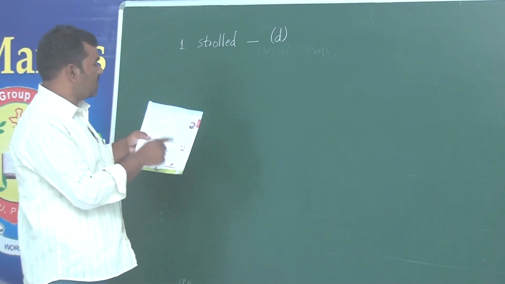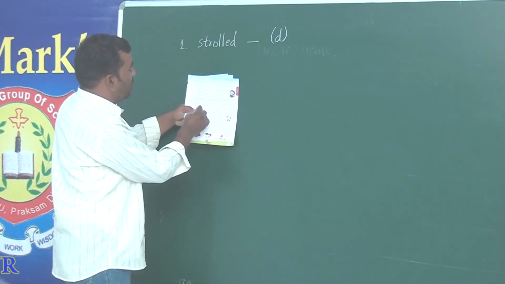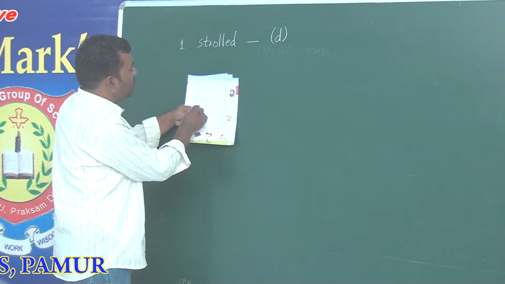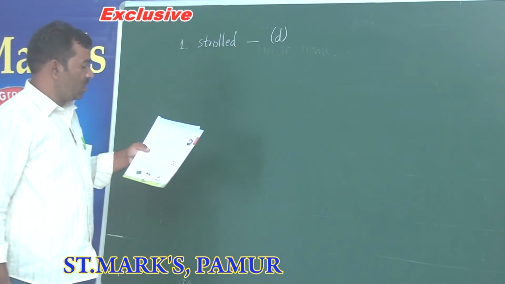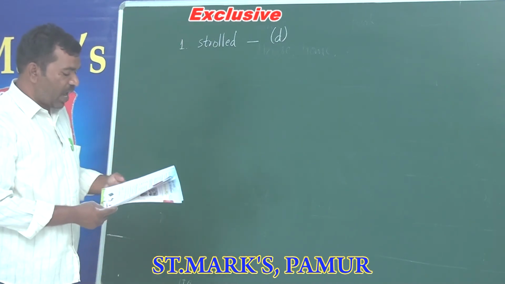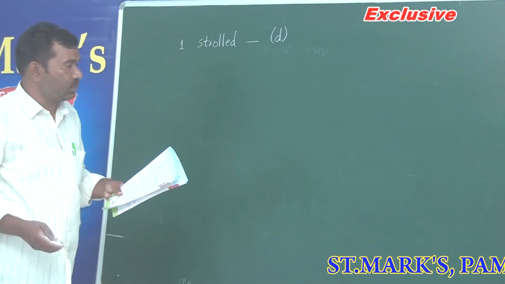Okay now? As I said, answer D. So you connect. You take a pencil and connect this word to D. Thus you can make it. Okay now? Walk in a slow, relaxed manner, especially for pleasure. So that is called the stroll.